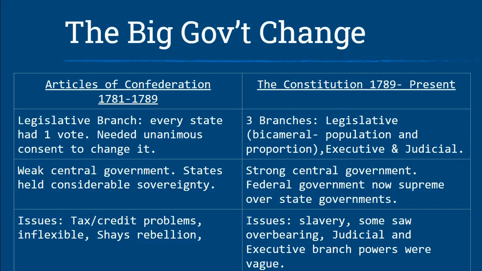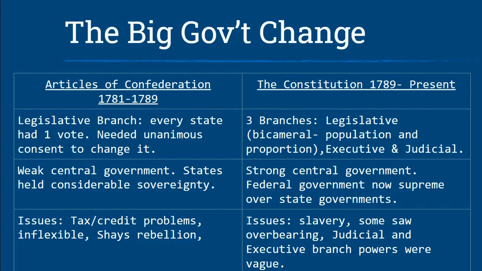The Constitution had 3 branches, including a legislative branch with 2 houses, which are the House of Representatives, which has representation based on population of states, and the Senate, in which every state has 2 senators. Also, the executive branch with the president heading that branch, and the judicial branch with the Supreme Court and additional courts added by Congress later on.